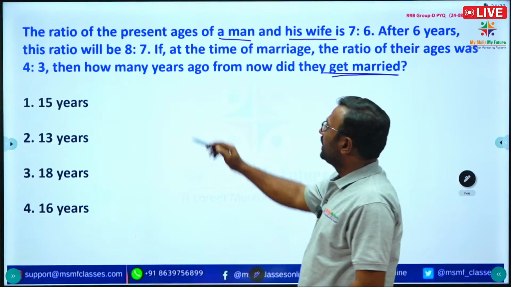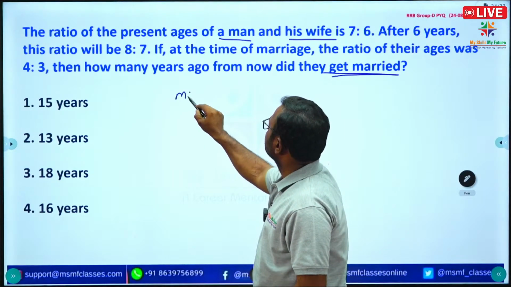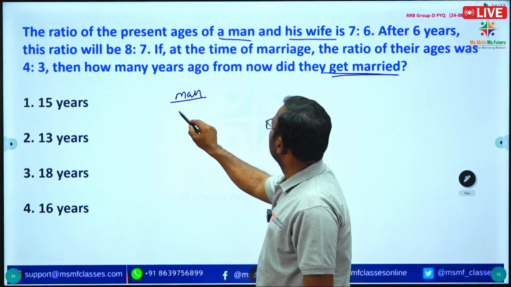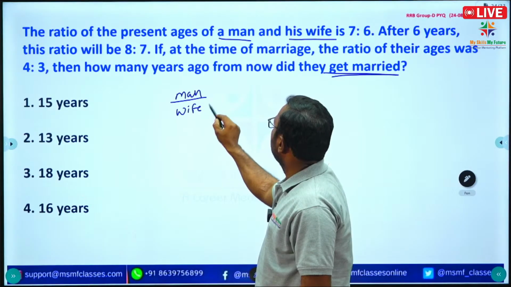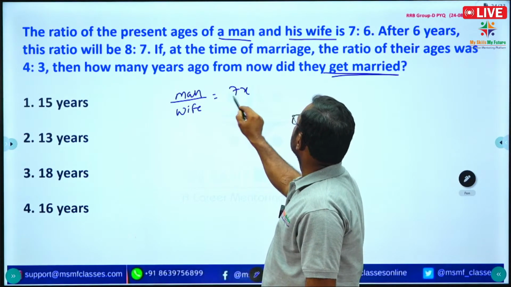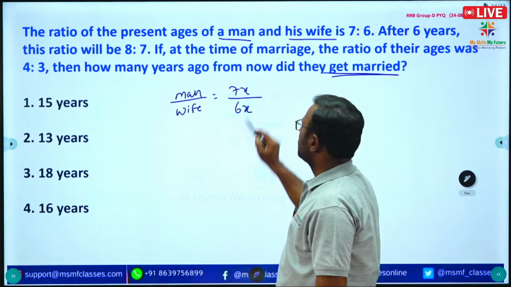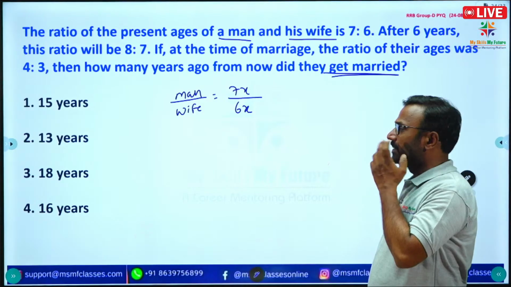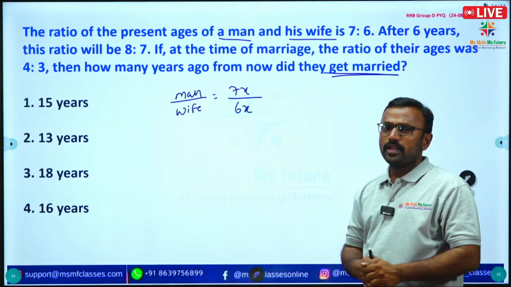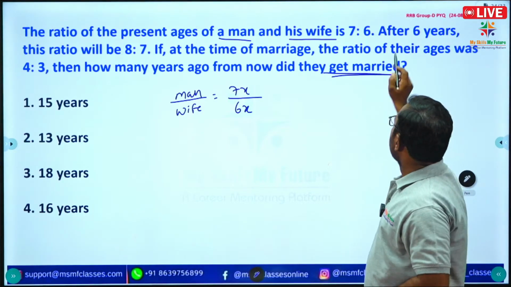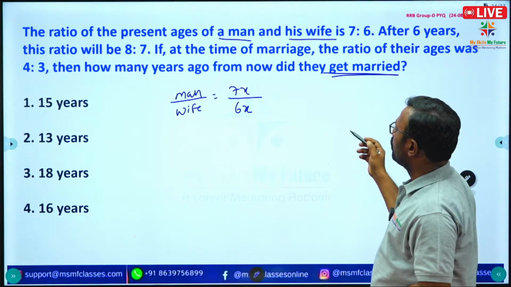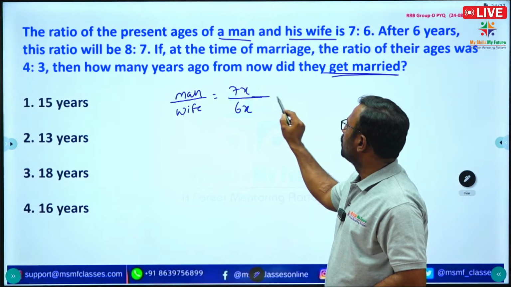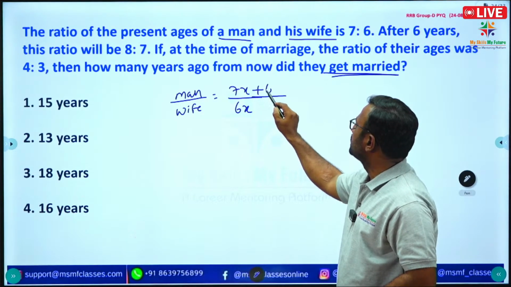See here, the ratio of man to his wife is how much? I am taking 7x is to 6x. 7:6. I am taking like 7x is to 6x. So after 6 years, the ratio will be 8:7 after 6 years.